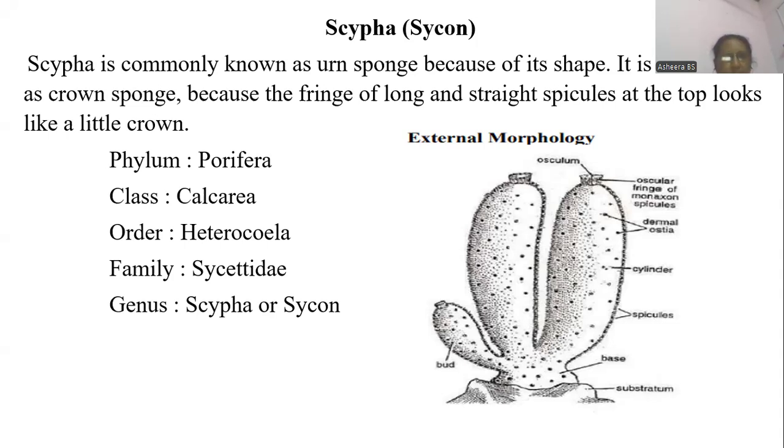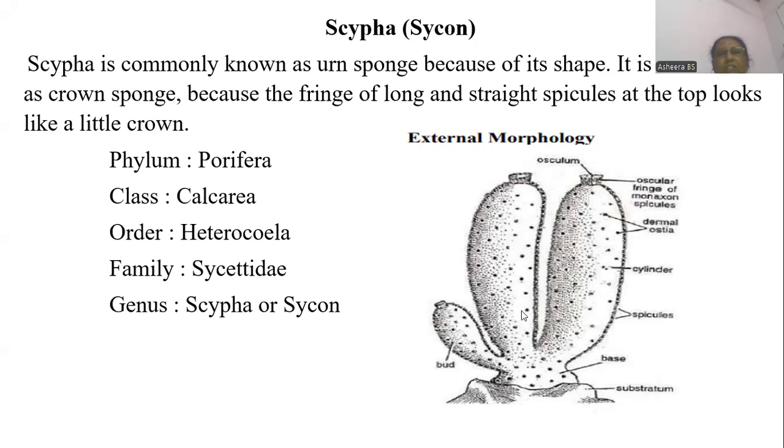So if you take Scypha, Scypha or Sycon we call it as, it belongs to phylum Porifera, class Calcarea, order Heterocoela, and the family is Sycettidae, and the genus is Sycon or Scypha. Now coming to the class Calcarea, this Sycon is having calcareous spicules, so only it is coming under the class Calcarea. So you have to remember this.